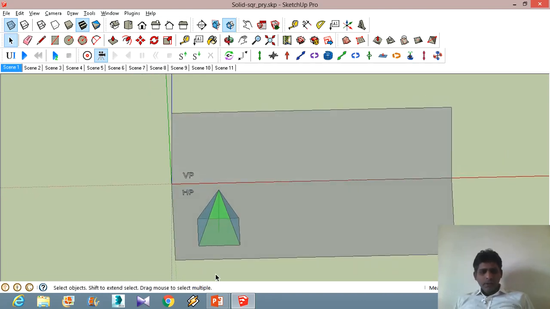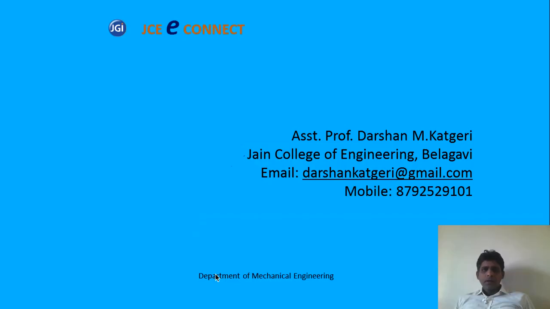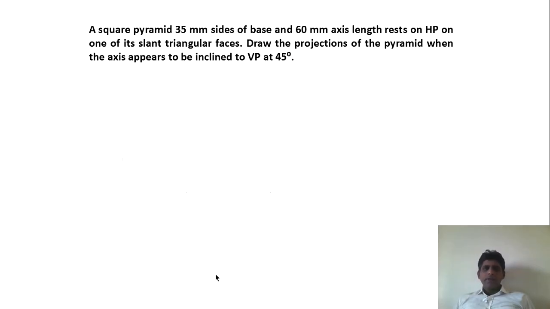In the problem, it is given that the edges of the base are 35 mm and the axis length is 60 mm and it is resting on one of its slant triangular faces. This is important. It is resting on a slant triangular face. Draw the projections of the pyramid when the axis appears. This is also important. It's told that the axis appears to be inclined to VP at 45 degrees.